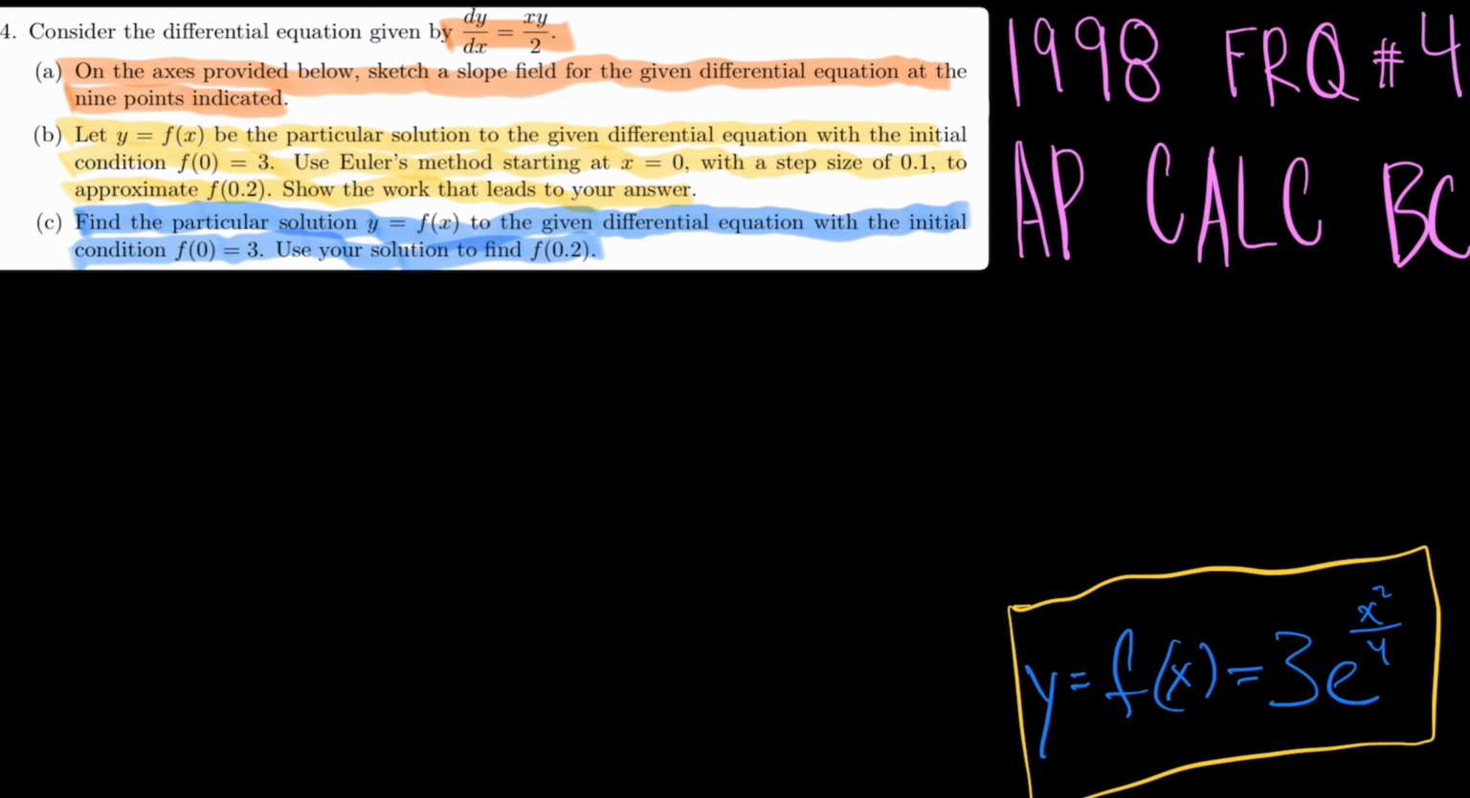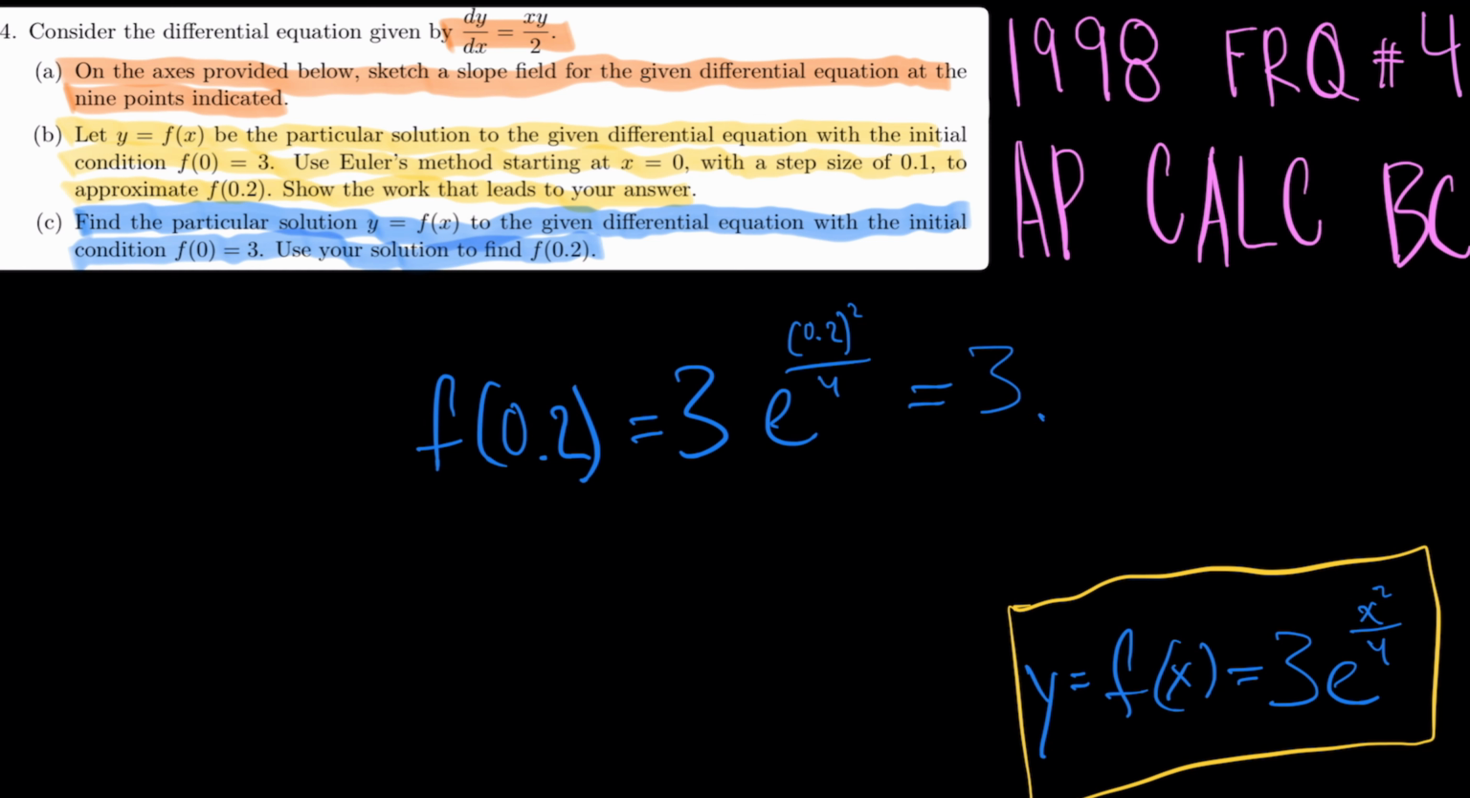And we are asked to find our solution to f of 0.2. So I'm just going to use my calculator for this. f of 0.2 equals 3e to the 0.2 squared over 4, which equals 3.030. Now, if you're not sure of how I was able to do that with my calculator, please check out my video on calculators, which I will link in the description. And that is the end of the 1998 FRQ number 3.